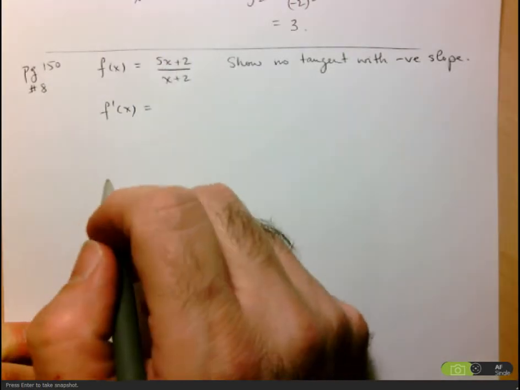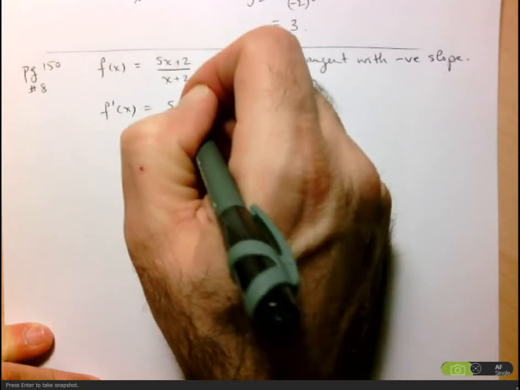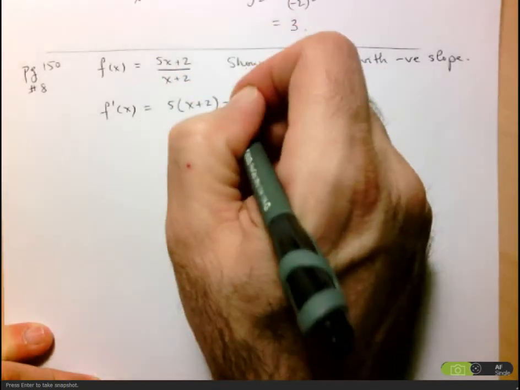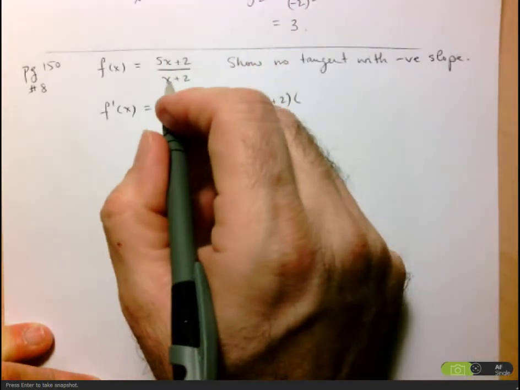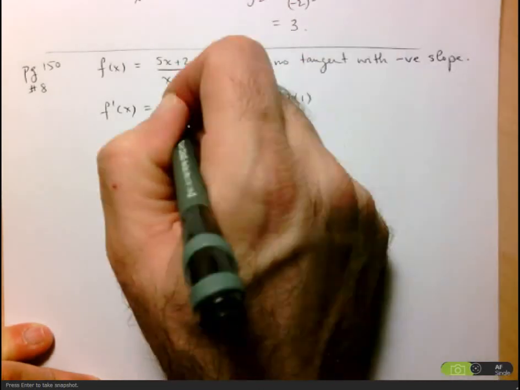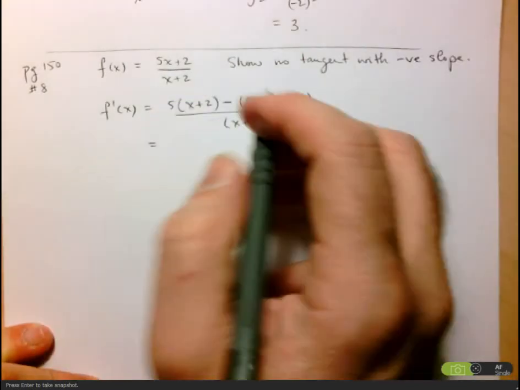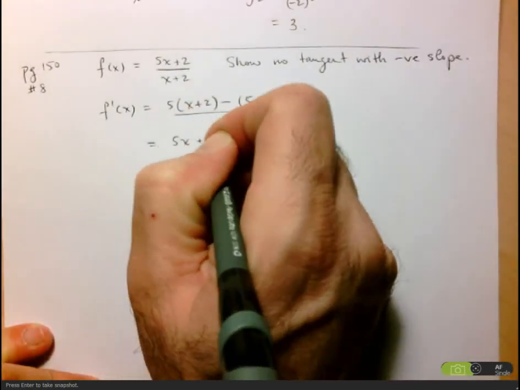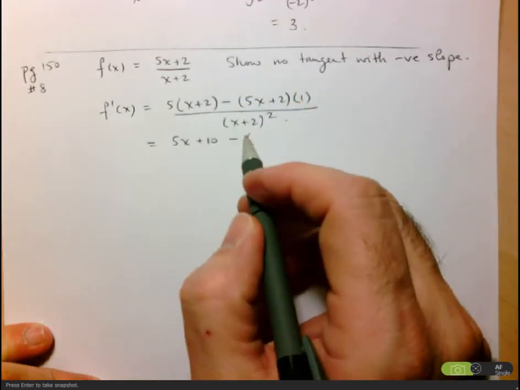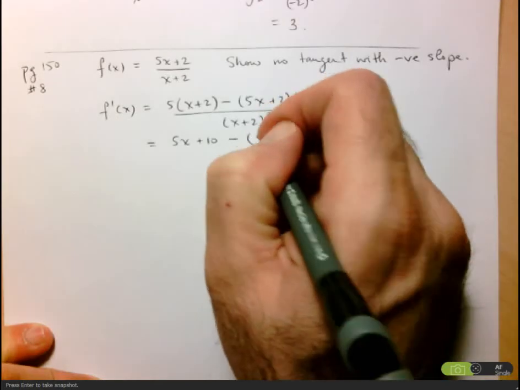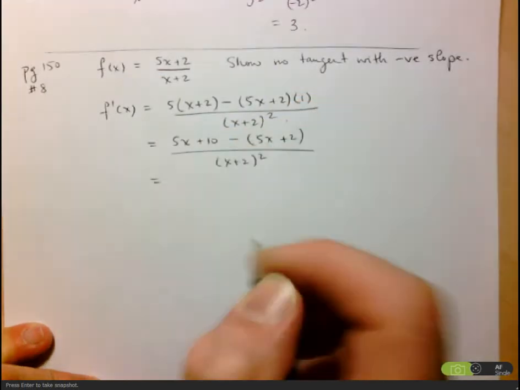Here I'm just going to use the quotient rule: the derivative of the numerator, which is 5, times the denominator function, x plus 2, minus the numerator function, 5x plus 2, times the derivative of the denominator function, which is just 1, and all that over the denominator squared. Let's simplify that. We've got 5x plus 10 minus, and this is where you want to be careful, make sure you're subtracting, so always open up a bracket, 5x plus 2, that doesn't change, over x plus 2 squared.